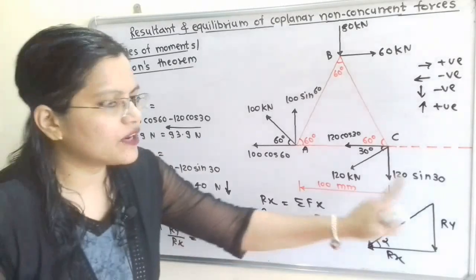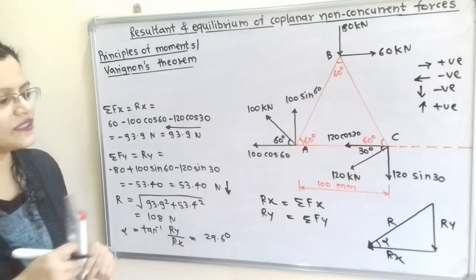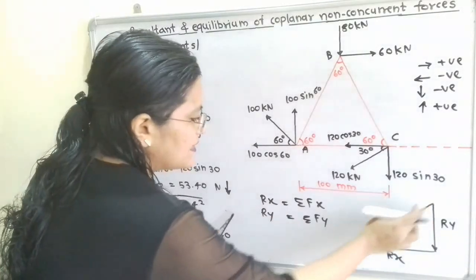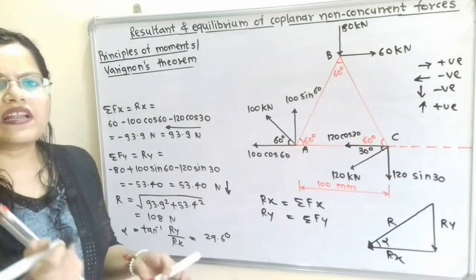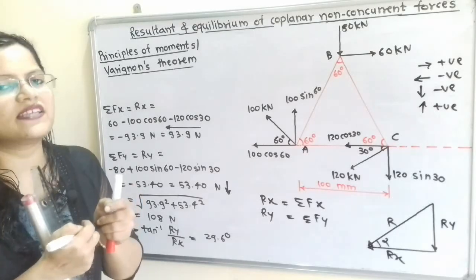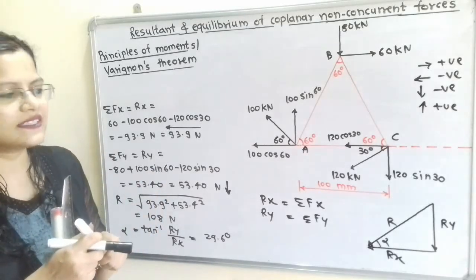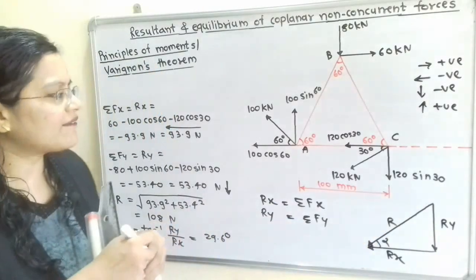So alpha is equal to tan inverse of Ry by Rx, which is equal to 29.6 degree. So we can say that it is this angle, 29.6 degree. Now we will consider any particular distance x, that is approximate distance x, and at a distance x this resultant R is there. So I will show here.